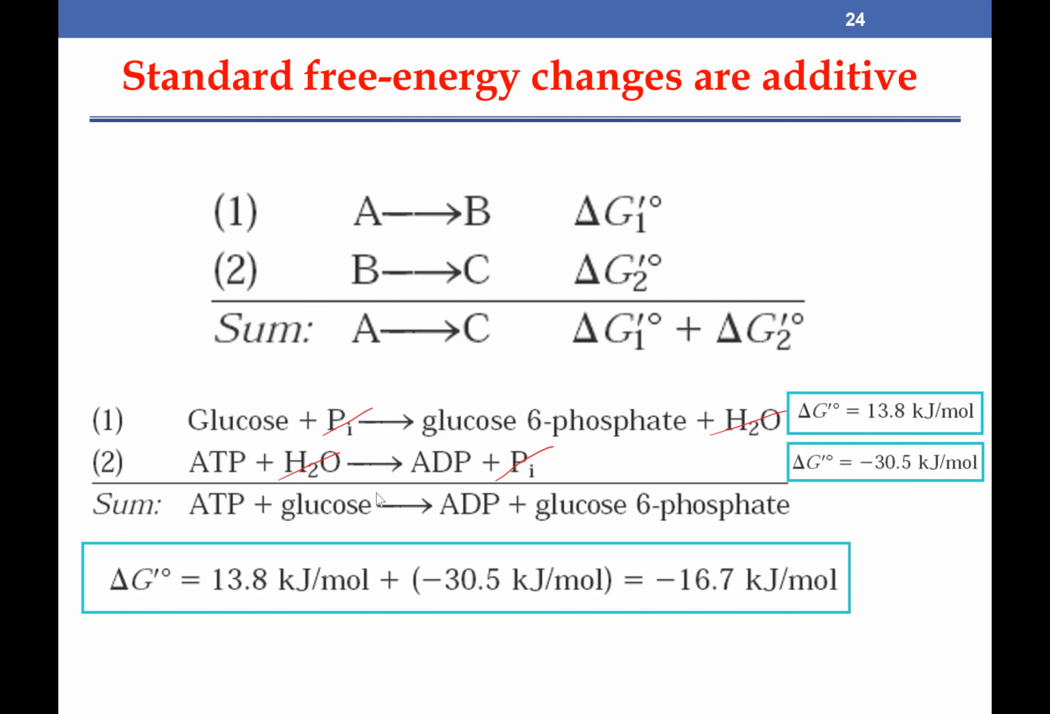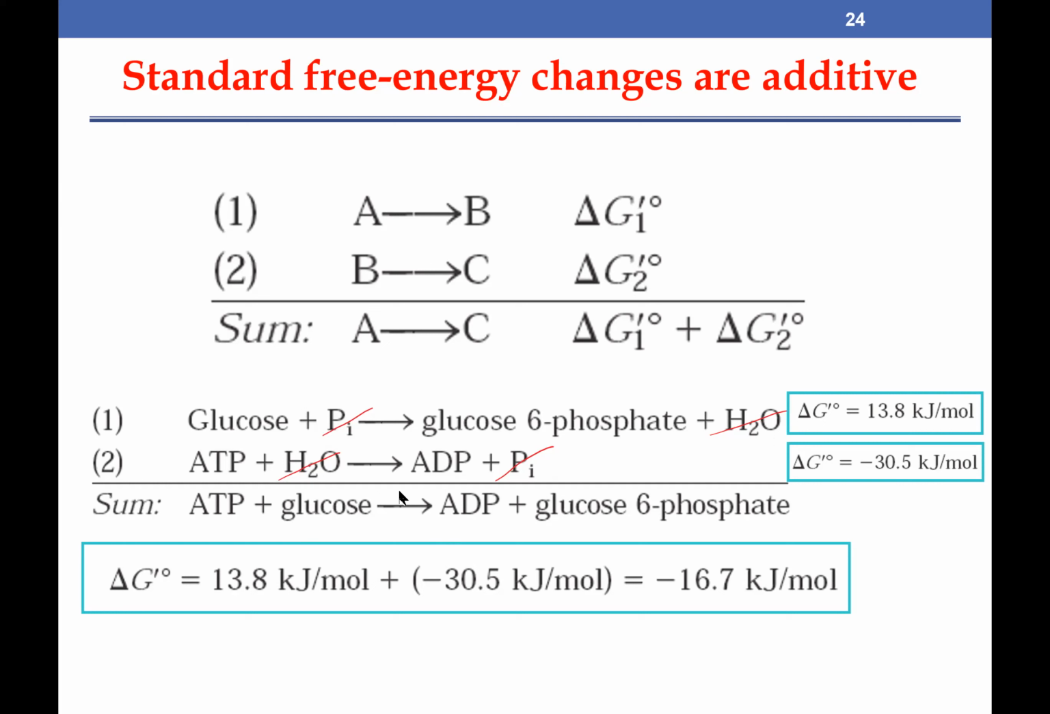So for this example, I have glucose and phosphate becoming glucose 6-phosphate in water, and then I have another equation here. This phosphate that I had in the beginning, here I have it again. So I can kind of say that it's unchanged. So I'm just going to cut it out. And then I have water formed as a product in my first reaction. And then this water is used up in my second reaction. So I can again cut it out.